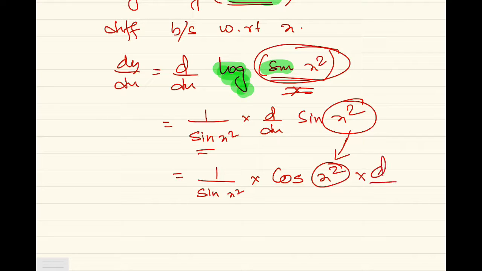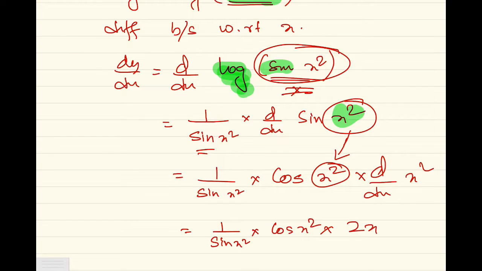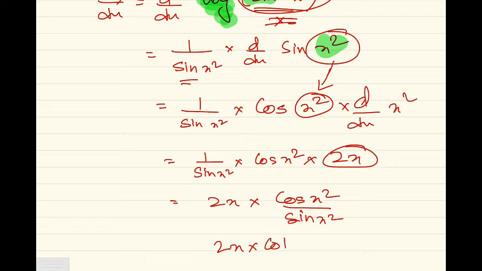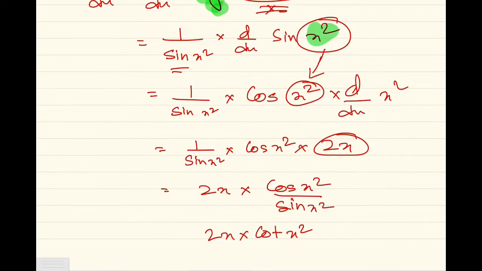And the third chain now, finally, what did I not differentiate? x squared is the last thing I have to differentiate now, isn't it? So what is d dx of x squared? 2x. So finally I get 1 by sine x squared into cos x squared, and what is d dx of x squared? 2x. So simplify, put them together. So let's write 2x right in front. 2x into cos x squared divided by sine x squared. And the answer is 2x into, that's cot x squared. So finally the answer, 2x cot x squared.